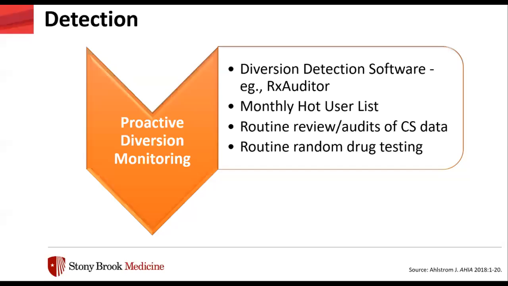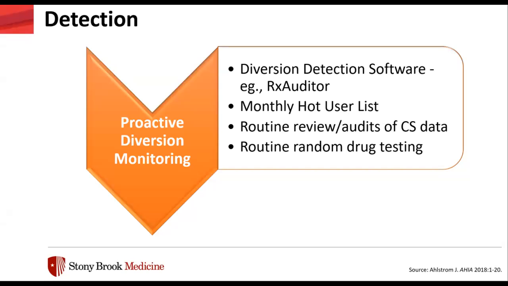So we've established that drug diversion is a prevalent issue, and it's consistent throughout various organizations. How do we prevent and detect it? Here at Stony Brook, we have a diversion detection software known as RX Auditor. It's a proactive diversion monitoring software. What it does is provide hot user lists, and it routinely reviews and audits controlled substance data. It uses a multi-step process to facilitate identification of potential controlled substance diversion activity, consistent with automated dispensing cabinet data as well.